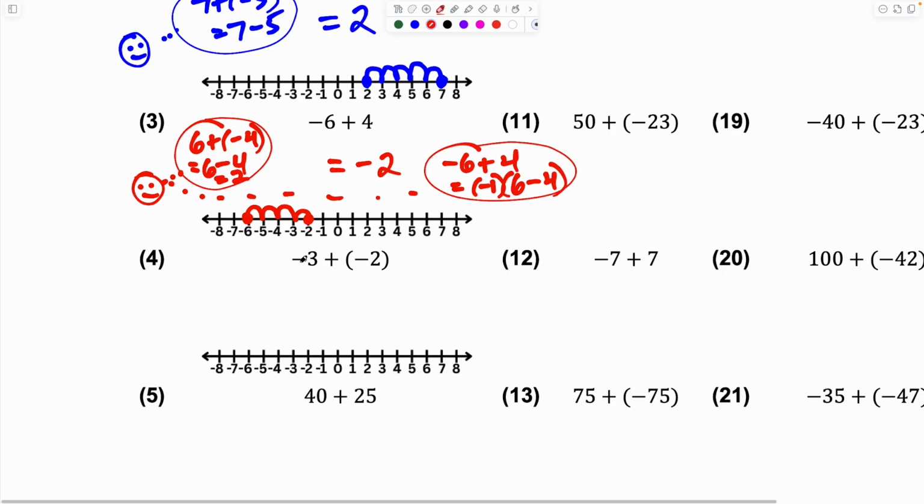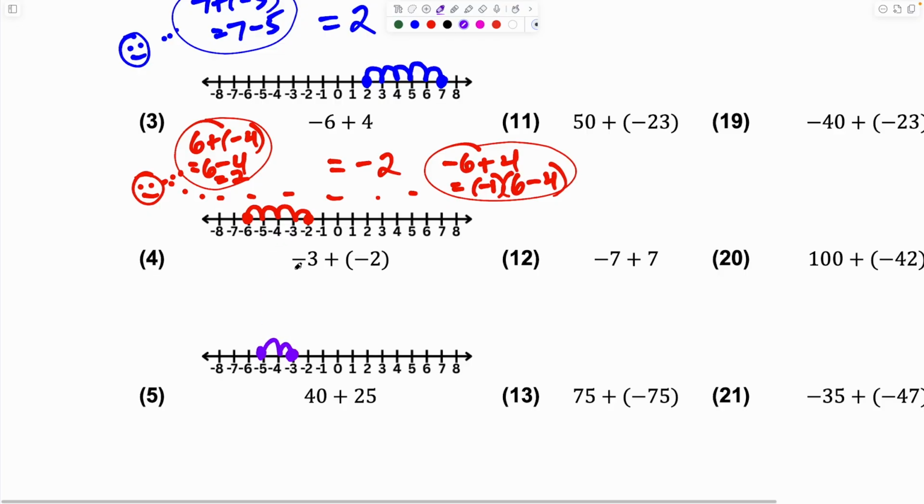So now for the next one, we have negative 3 plus negative 2. So negative 3, we're going to start here, and I'll change up the colors here. So we have negative 3, and then we're going plus negative 2. So instead of going to the right 2, we're going to go opposite because we're adding a negative, and we go to the left 2, and that brings us to negative 5.